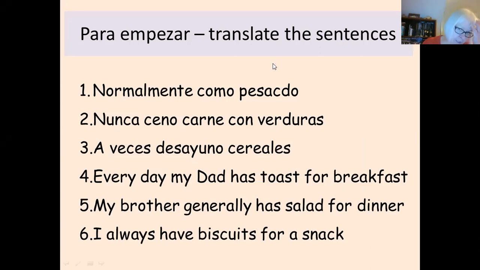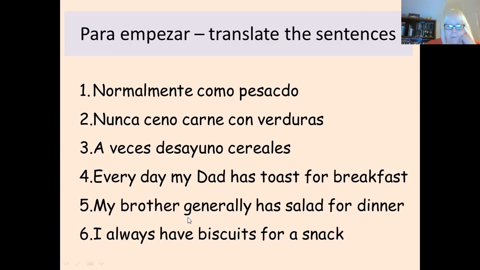You've got 3 to put into English, 3 to put into Spanish. Take care, we've got different parts of the verb here. So, this one here, for example, my dad has toast for breakfast. Think about how you say he has something for breakfast. There's one verb that does that, and then you'll follow that with whatever food he has for that meal.